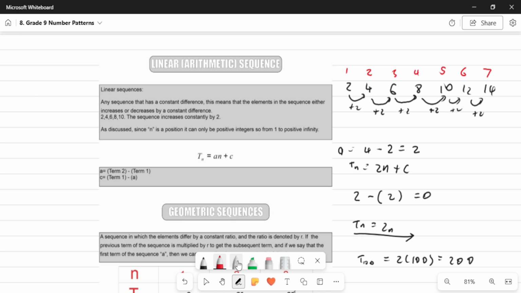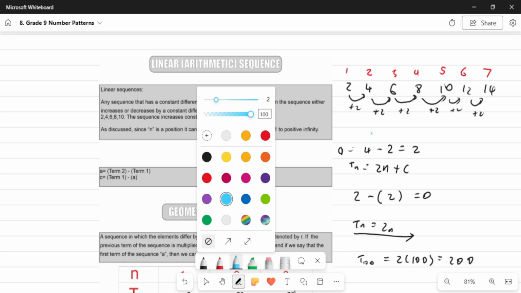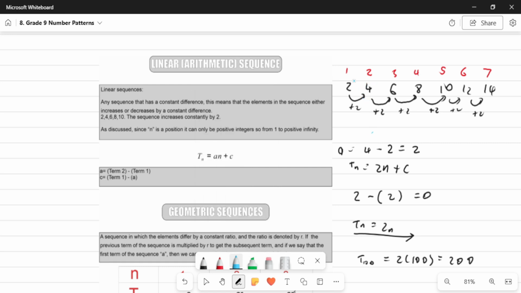Now, to find the constant difference is very simple. If you don't know, it's just basically term 2 minus term 1. So if I say 4 minus 2 is what? 2. So how did I go from 2 to 4? I added 2. If I say 6 minus 4 is what? 2. How did I go from 4 to 6? I added 2. Right? So that's what we're doing. We're basically adding 2 to every previous term just to get the next term. Right? So that's how we do the linear sequence.